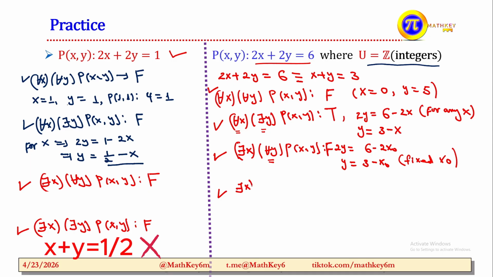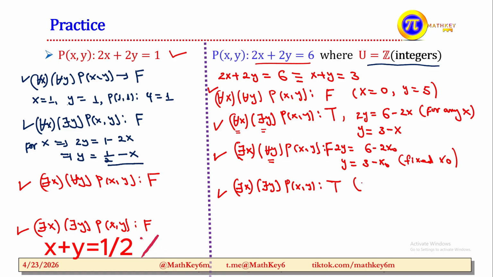There exists x that satisfies, there exists the other y that satisfies the property P of x, y. What about this? You have to take some arbitrary value for this. Is it true or false? It is true, because it is existential: there exists at least one x and one y that satisfies this condition.